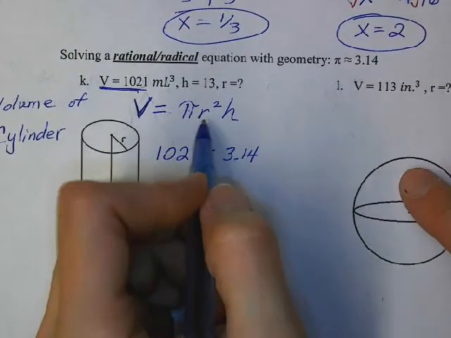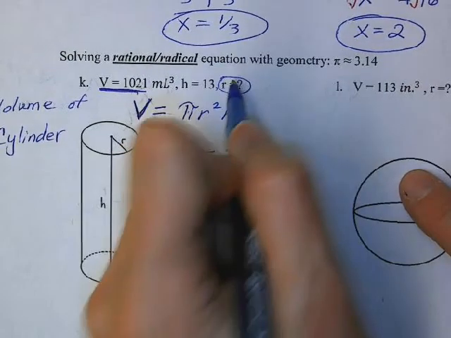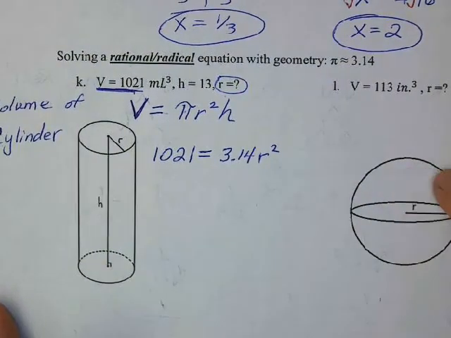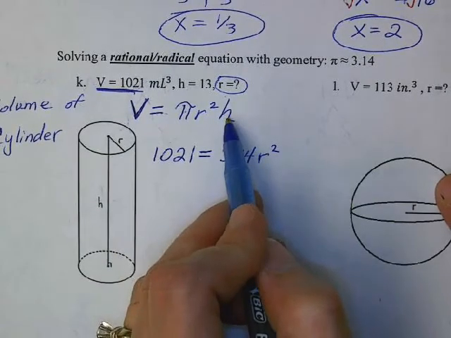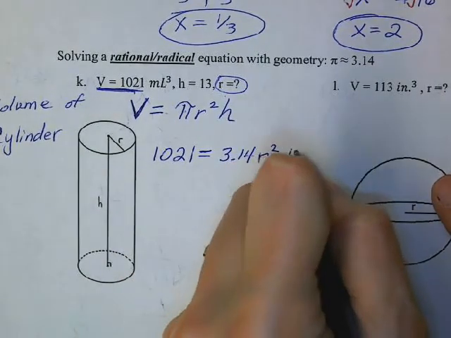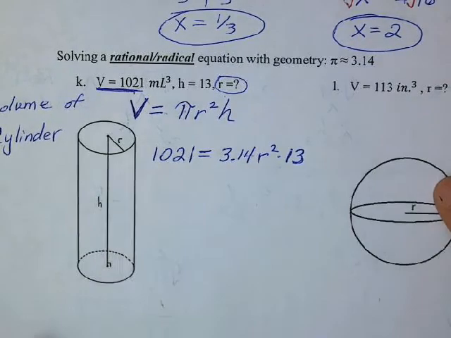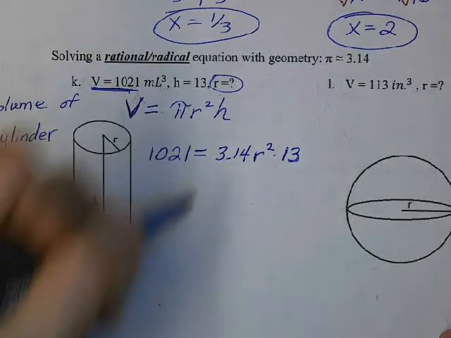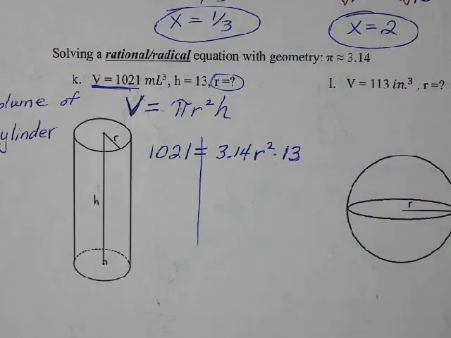And then we're going to be trying to find the r. It says r equals question mark. I don't know what r is, so I have to put r squared. And then h. What should I put for h? 13. So we're trying to find r. You probably do questions like this in science. You have formulas, plug in what you know, try to solve. So how are we going to find r?